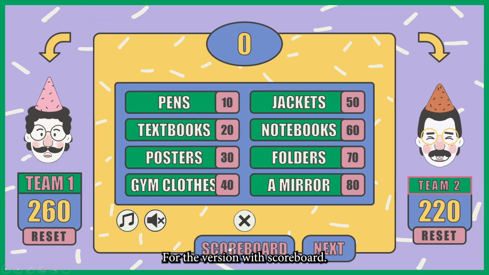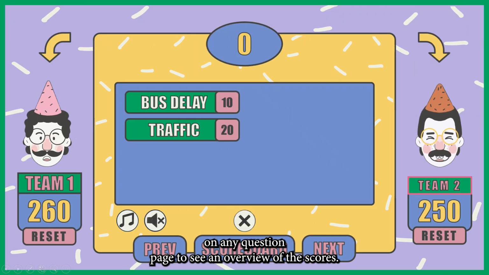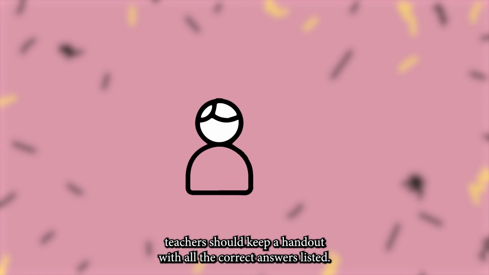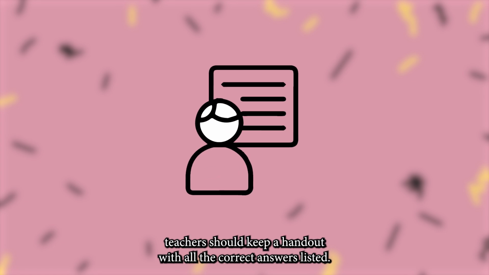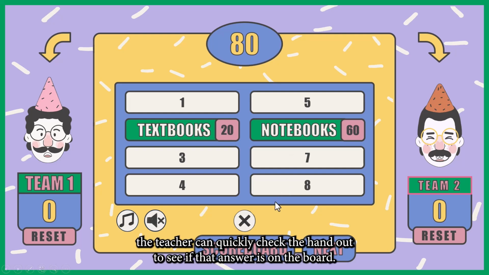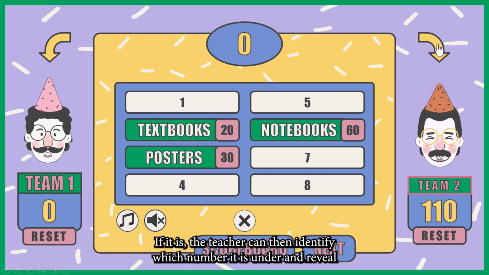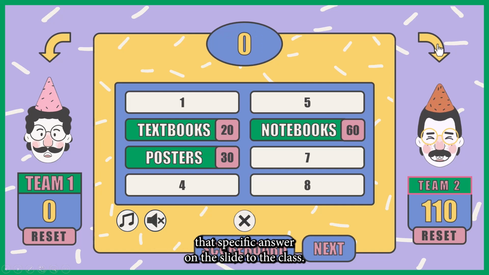For the version with scoreboard, click on the scoreboard button on any question page to see an overview of the scores. Note, before starting the game, teachers should keep a handout with all the correct answers listed. This way, when a student gives an answer, the teacher can quickly check the handout to see if that answer is on the board. If it is, the teacher can then identify which number it is under and reveal that specific answer on the slide to the class.